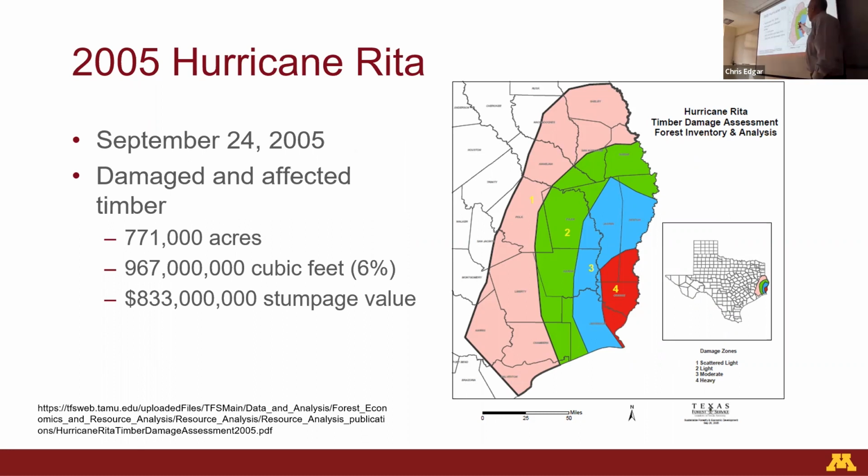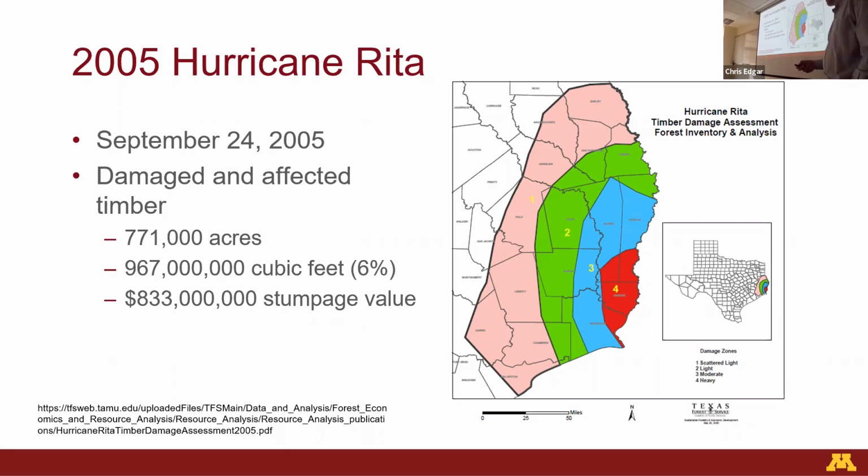Just different severity classes of impact. This hit in September 24th. In terms of total damage and affected timber, based upon a rapid damage assessment that the Texas A&M Forest Service did, almost 800,000 acres were affected or damaged. 967 million cubic feet, which is about 6% of all the volume in East Texas, and estimated stumpage value, just a calculation of that volume times stumpage prices, $833 million.